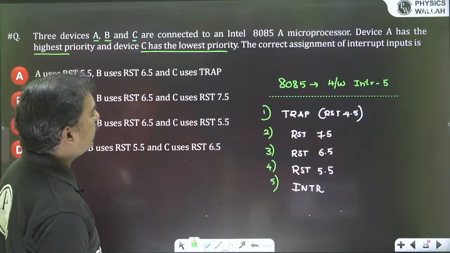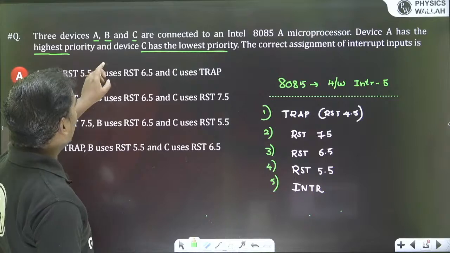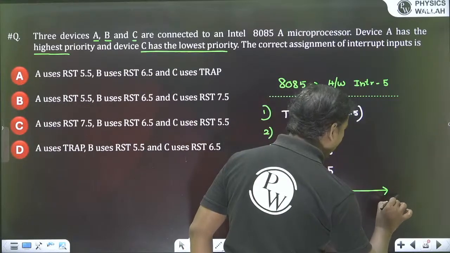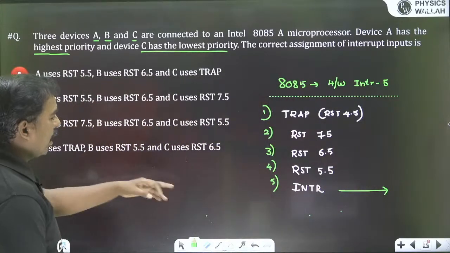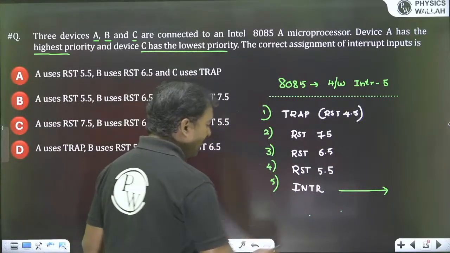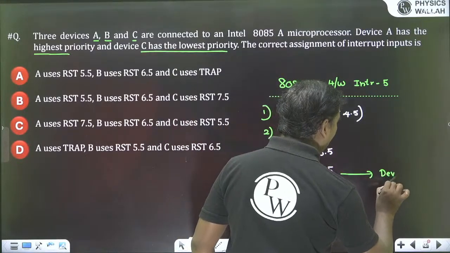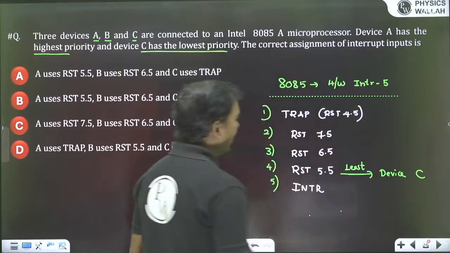Device A should go for RST 4.5. Actually device A has the highest priority and device C has the least priority. So device C should go to the least priority. But INTR is not there. So what is the next list? The next list is this. So device C, least priority, has to go to RST 5.5. Highest should go to 4.5.